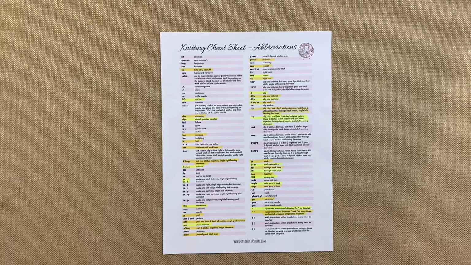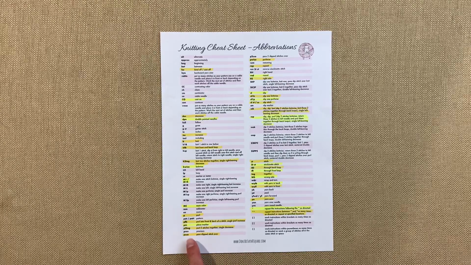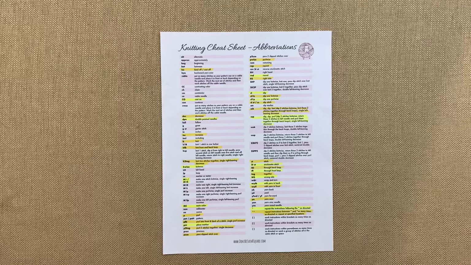PM stands for place your marker. So we talked about stitch markers the last time, and some patterns tell you to put a marker there because you're going to need to know that exact location for your project. P2TOG, that is purl 2 stitches together. So that's a decrease on the purl side of your project.